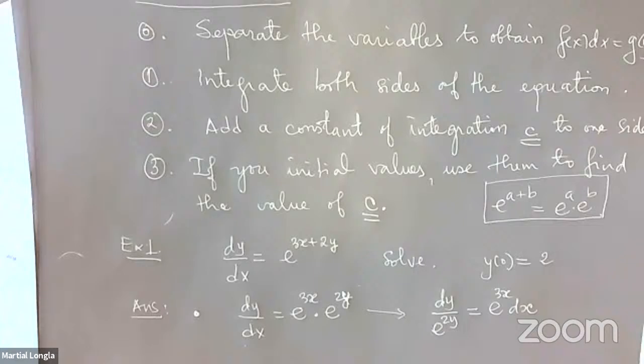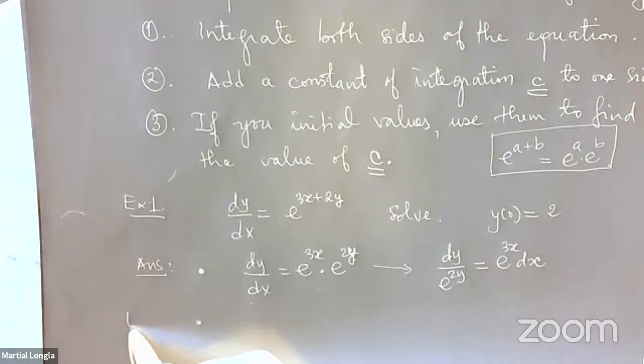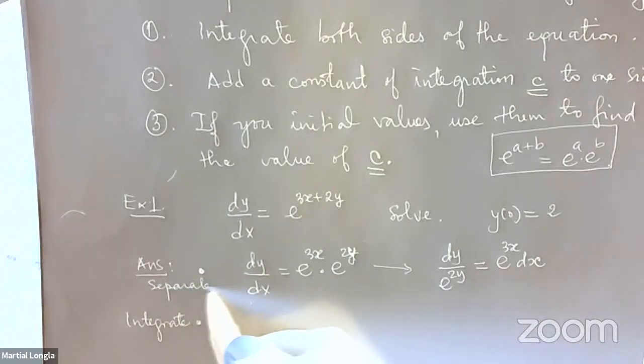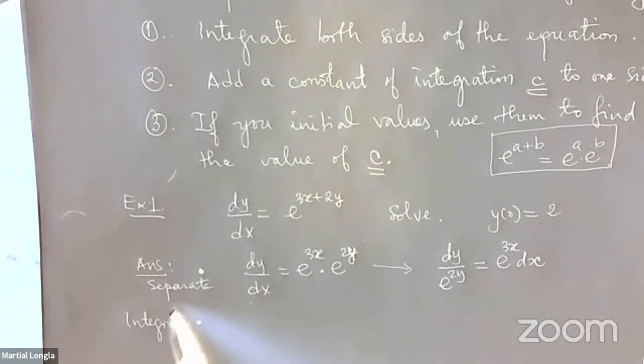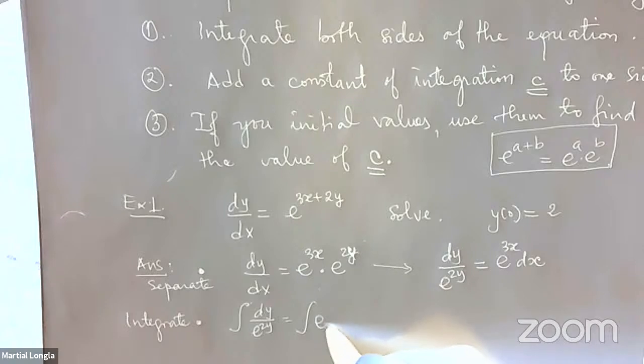And then you go to the next step, which will be integrate both sides. Integrate both sides of this equation. So here that will be integrate. And here that was separate. So we have separated the variables. Now we integrate. So that will be integral of dy over e to the 2y equals integral of e to the 3x dx.